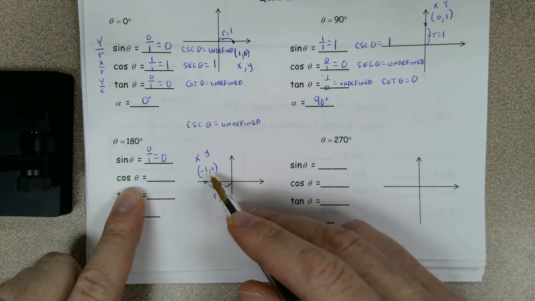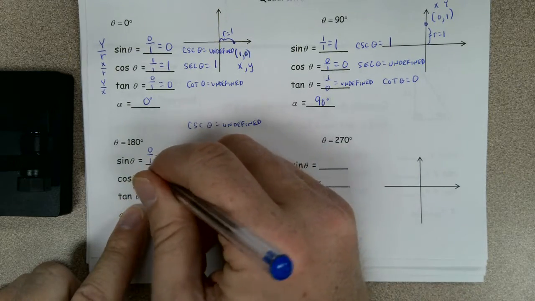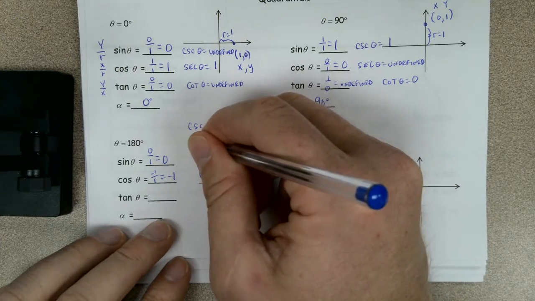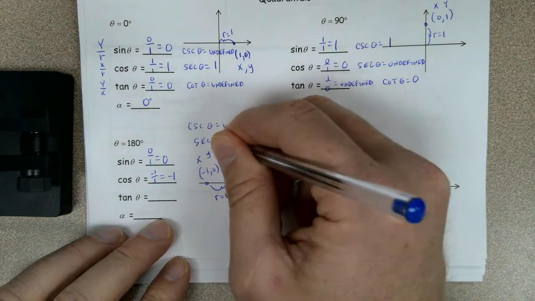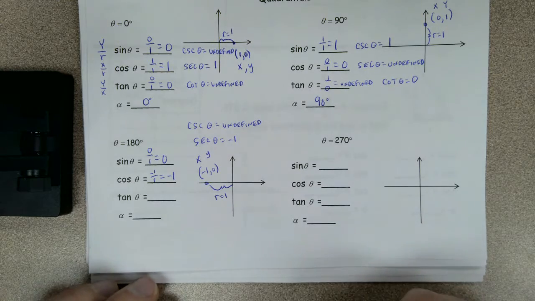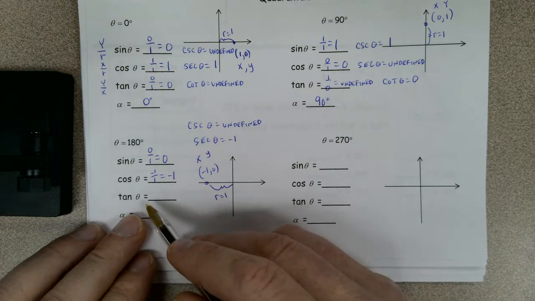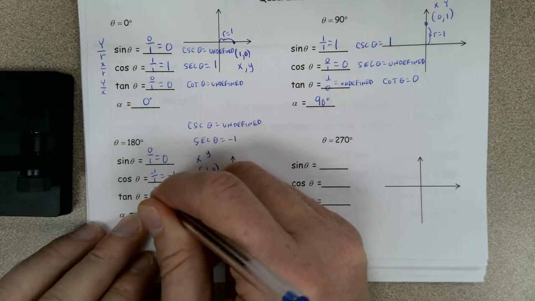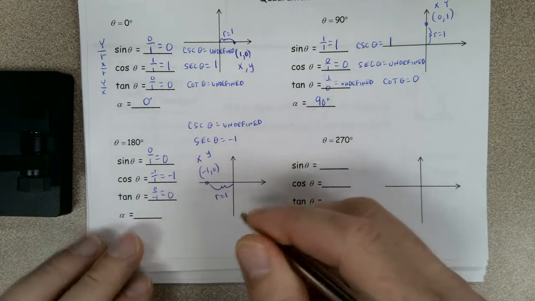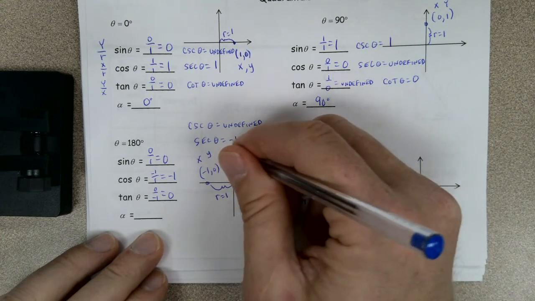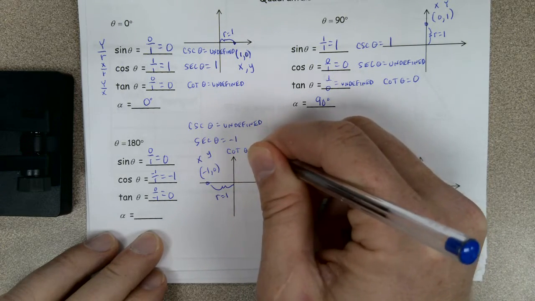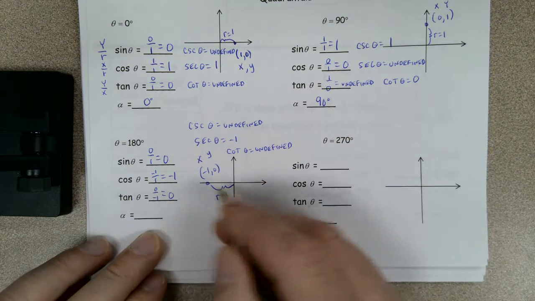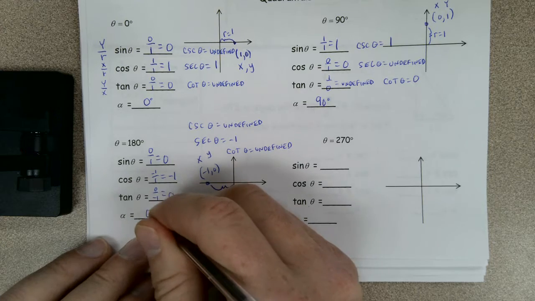Cosine x over r, which is negative 1 over 1, or negative 1. It's going to make secant also negative 1. And then tangent y over x, or sine over cosine. So 0 over negative 1, that makes that 0, which would make cotangent undefined. And then my alpha, since it's on the x-axis, it's going to be 0.